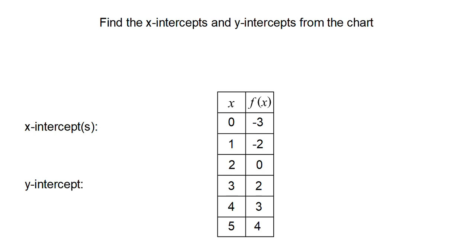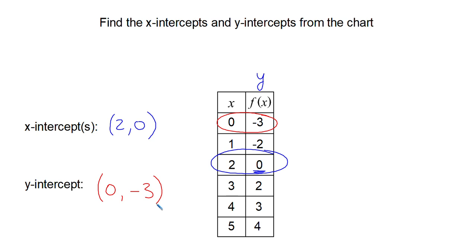Again, to find the x-intercept, we just look for when f of x, or when y, is equal to 0. That'll be down here at this point, right, where our y value is 0. So our x-intercept, this time there's only one, is the point 2, comma 0. Our y-intercept is when x is equal to 0. So when x is equal to 0, the y, or the f of x value, is negative 3. So our y-intercept is 0, negative 3.